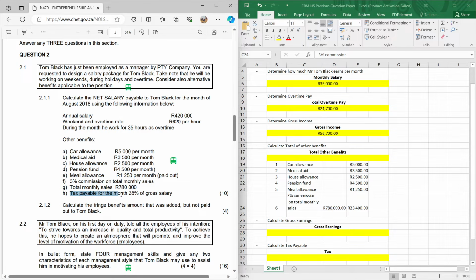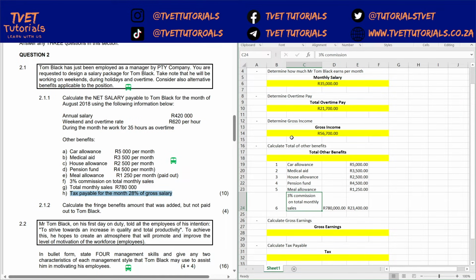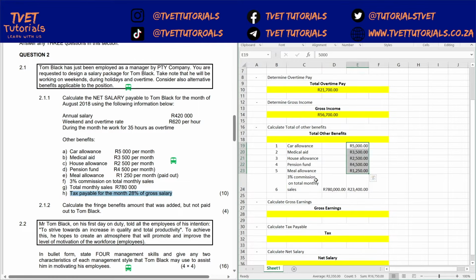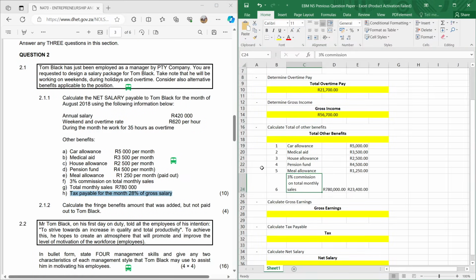However, with tax, this is an amount that is actually taken away from the employee's gross income, and then it is being given to the government as contribution. It's tax. So it does not count as a benefit. It is actually a deduction. Hence, we left it out of our list of benefits over here. So very important. You need to know how to determine if a particular product is a benefit or a deduction.